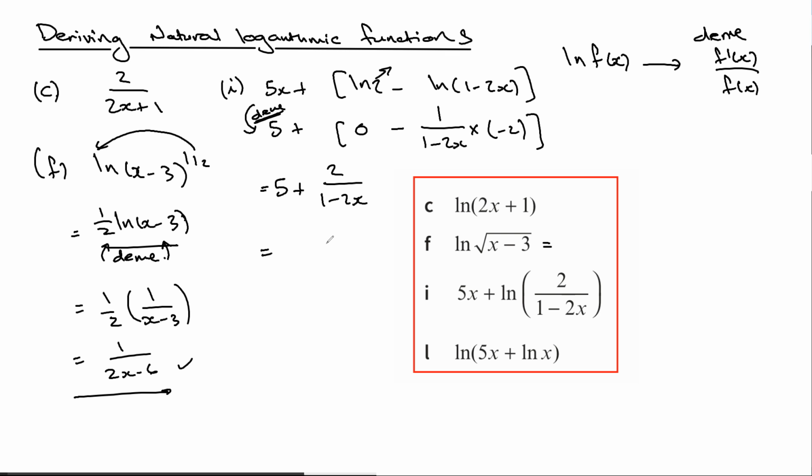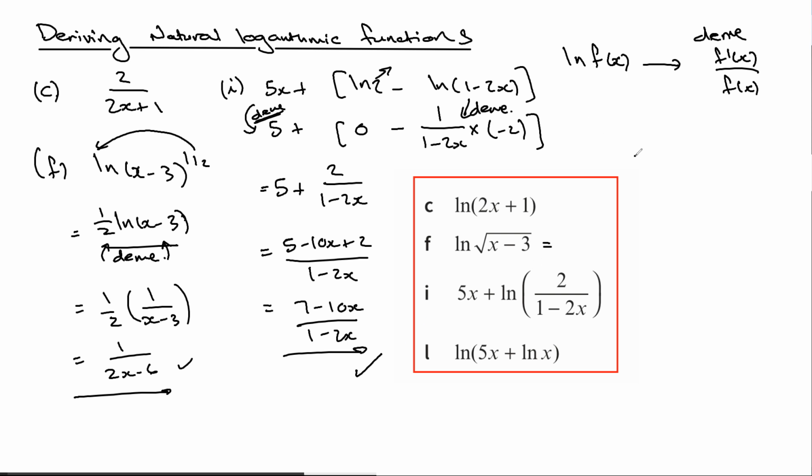I could then find a common denominator, multiply this by 5: 5 minus 10x plus 2 over 1 minus 2x. It'll become 7 minus 10x over 1 minus 2x. We could rewrite it like that if we wanted to. Remember, the most complicated part here would be this part when we derive that. We take the bracket into the denominator, and we multiply it by the derivative of that, which is negative 2. And that becomes positive 2 over 1 minus 2x, like that.